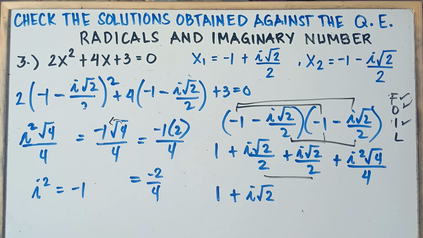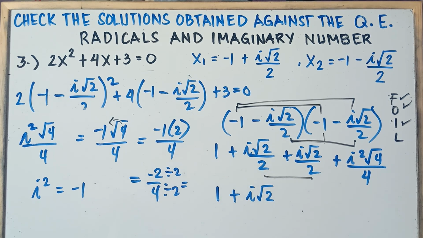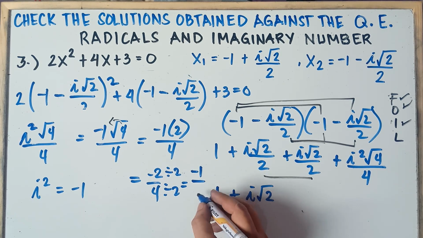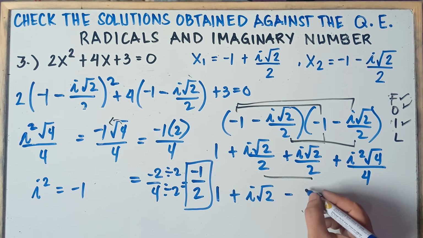Can we divide? Nope. We cannot divide, but we can reduce. By what number, sir? We can reduce this one by 2. Divide by 2, divide by 2. Negative 2 divided by 2, that's negative 1. 4 divided by 2, that's 2. So therefore, that would be minus 1/2.